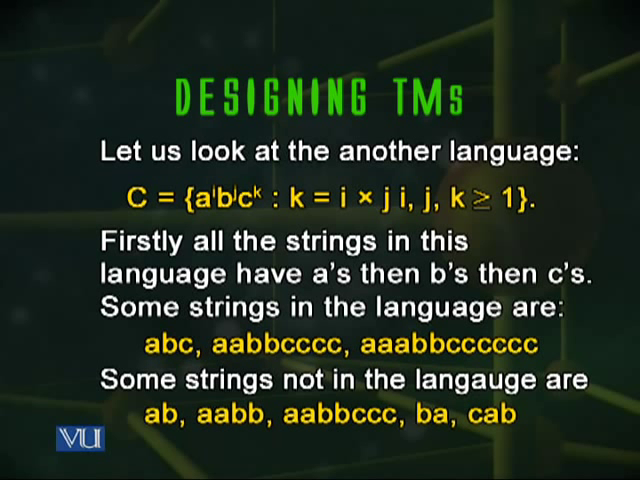Similarly, the string BA is not in the language because our language consists of strings in which all A's come in the beginning and B's follow, and which are followed by some number of C's, and this string is not of that form. Similarly, the string CAB is not in the language because C's come before A's.